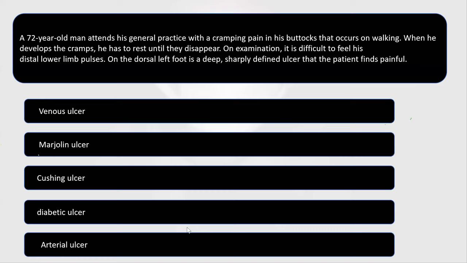Hi, so a 72-year-old man attends his GP with cramping pain in his buttocks that occurs on walking. When he develops the cramp, he has to rest until it disappears. On examination, it is difficult to feel his distal lower limb pulses. On the dorsal left foot is a deep, sharply defined ulcer that the patient finds painful. So first of all, it's a painful ulcer, and he has no pulses in the lower limbs, so his arteries have been involved. So I will go with arterial ulcer.